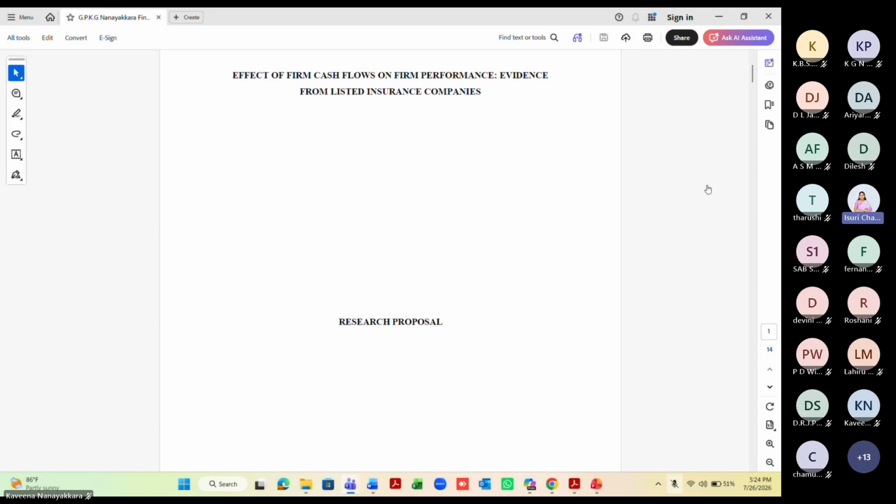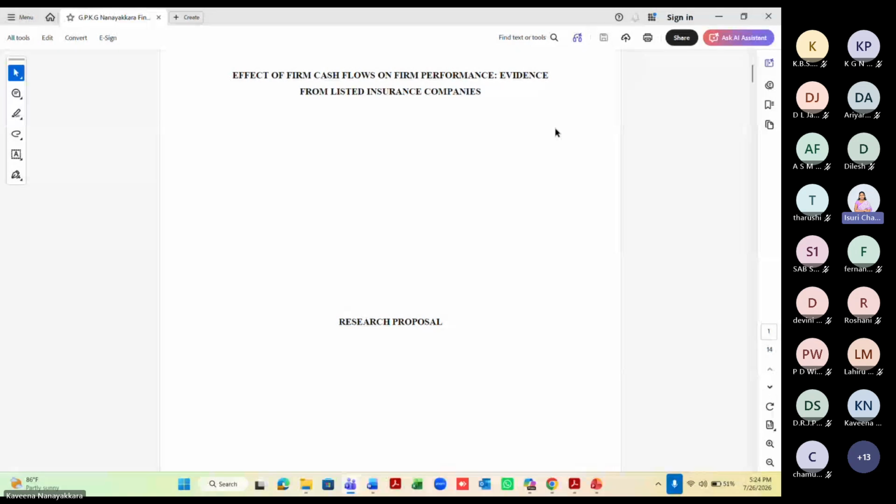I hope you are working at an insurance company. Yes, teacher. Okay, then we will remove the words "the effect of" and incorporate "the impact of firm cash flows on financial performance". What do you mean by firm cash flows? In the cash flow, there are three areas: operating, financing, and investing. So how do those three affect the cash flows of the organizations?